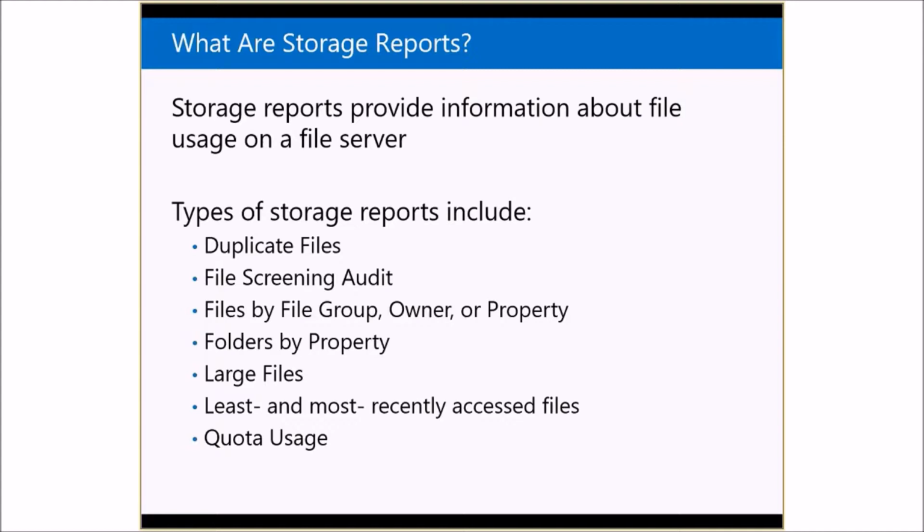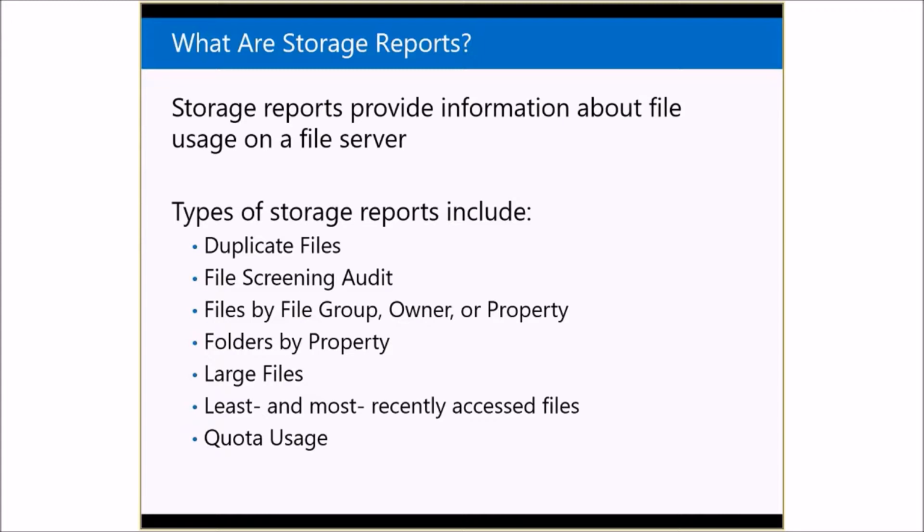There's a file screen audit. So auditing who's actually trying to put files onto a system and being told, no, that type of file is not allowed. Files by file groups, owner or property. So basically we can do a report to say we have this many audio video files, or we can say that this owner has such and such amount of files. So these reports allow us to play around with how we're going to sort the information. And we can also have reports of folders by property.